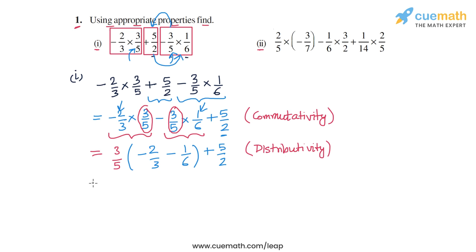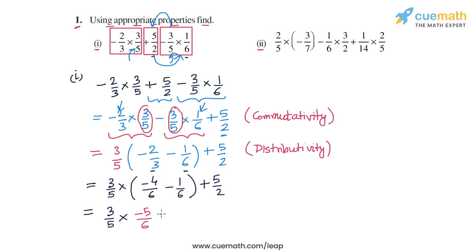Alright, now let's simplify this. So now we have 3 by 5 and then we have minus 2 by 3 minus 1 by 6. Let's take the LCM and combine these two terms. Minus 2 by 3 can be written as minus 4 by 6, and then we have minus 1 by 6, and we have the plus 5 by 2 term. So minus 4 by 6 minus 1 by 6 is minus 5 by 6. So we get 3 by 5 into minus 5 by 6, and then we have plus 5 by 2.